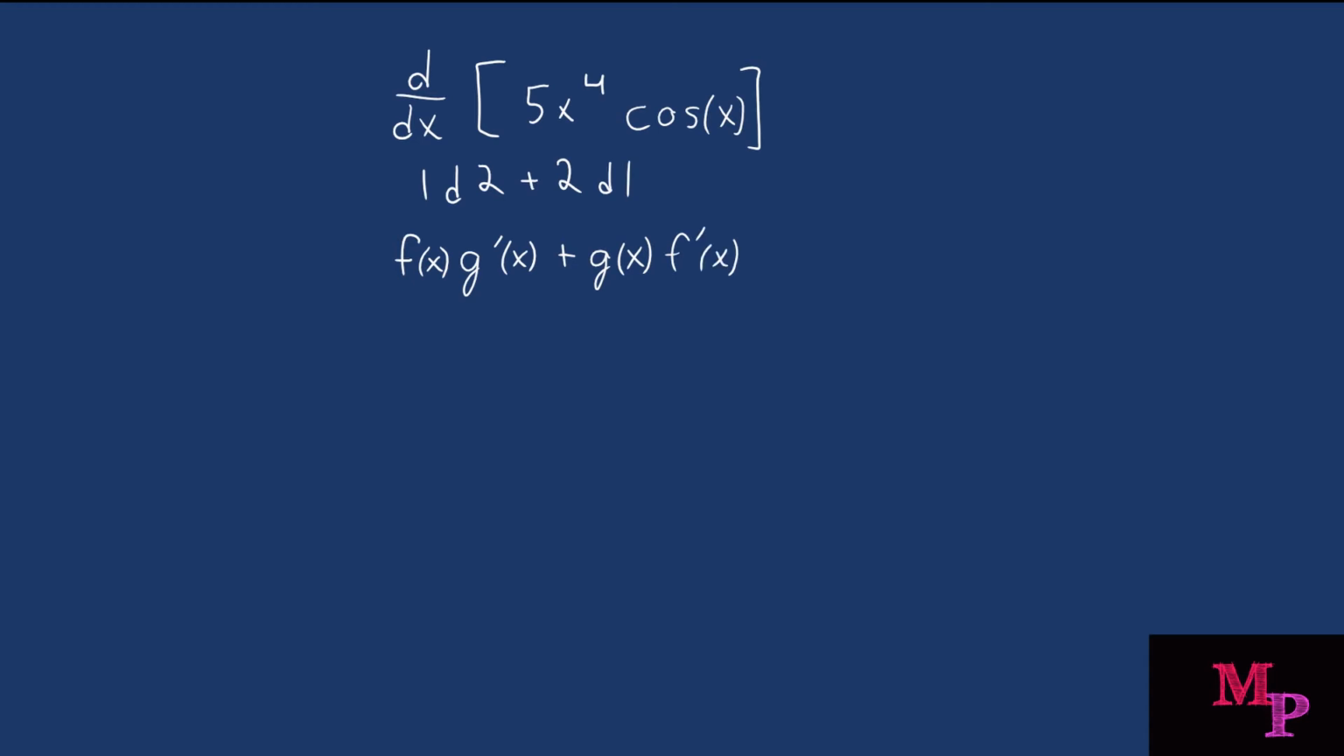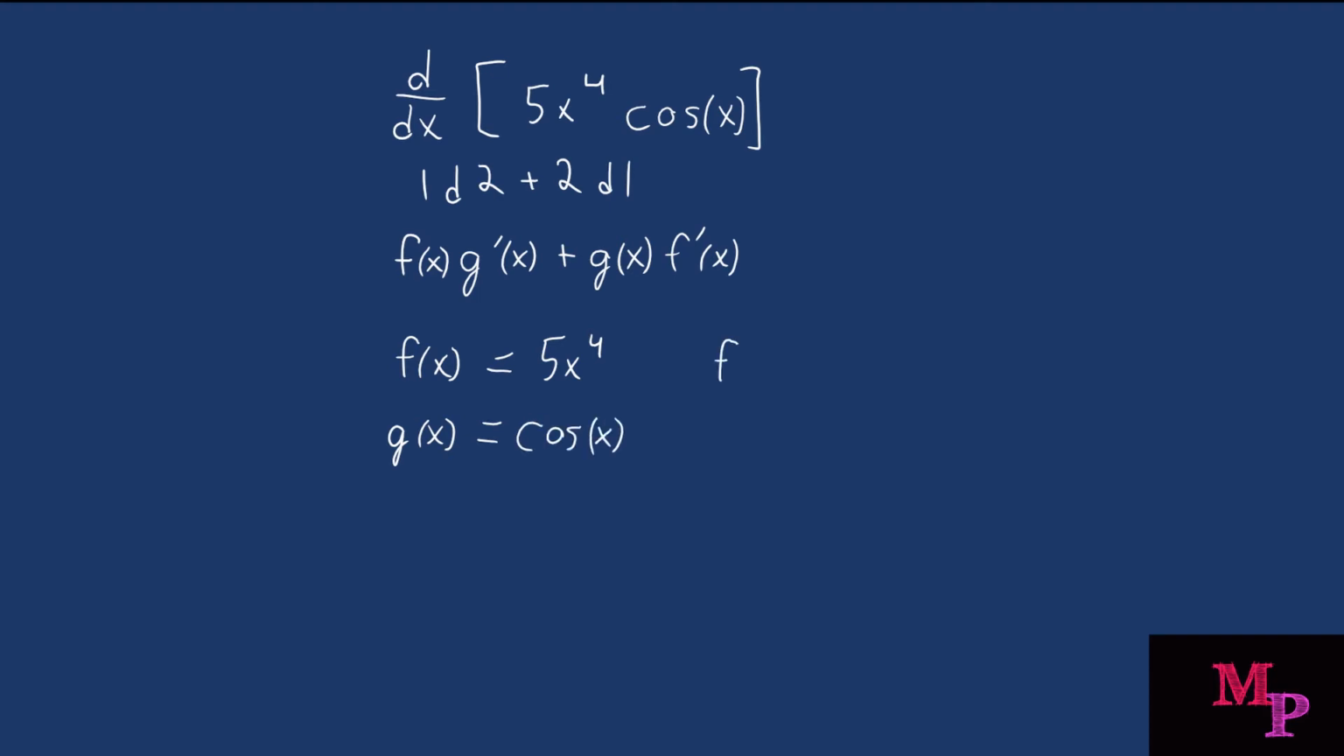So let's go ahead and find all of these. So f of x is your first function, which in this scenario is just 5x to the fourth. G of x is your second function, and in this scenario it's just cosine of x.